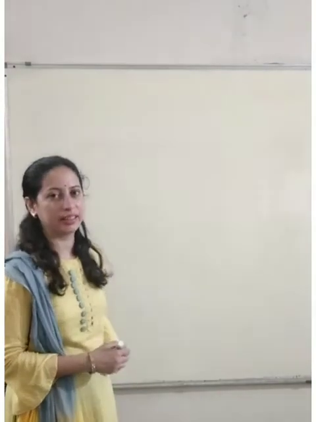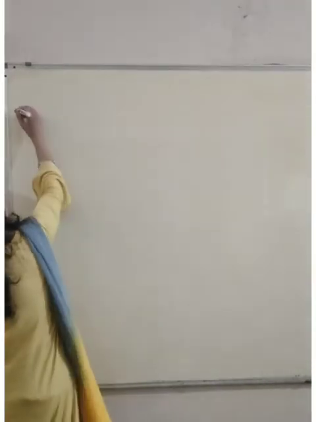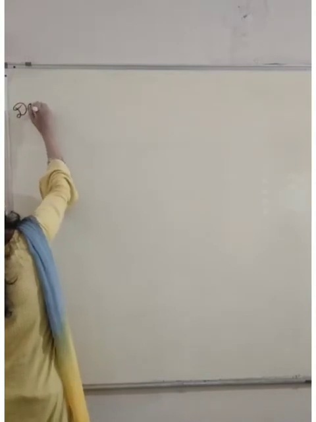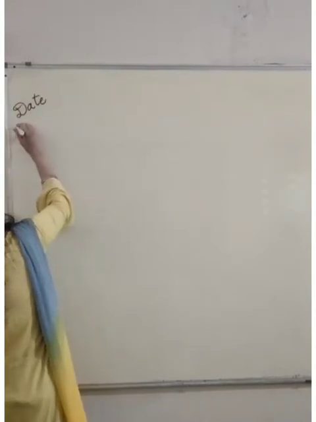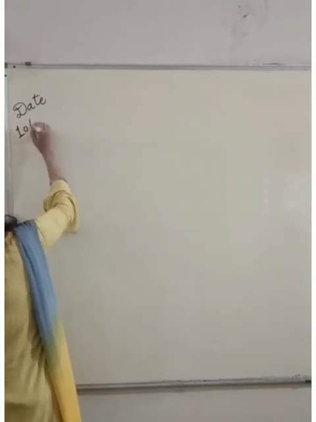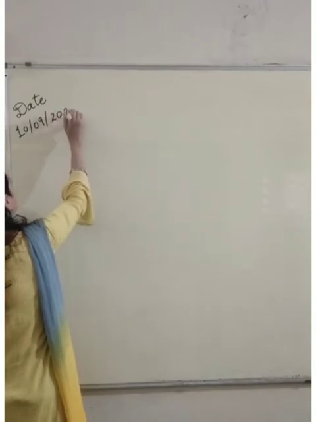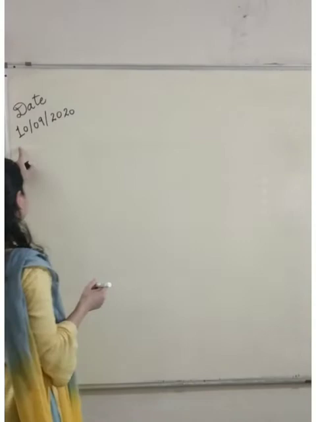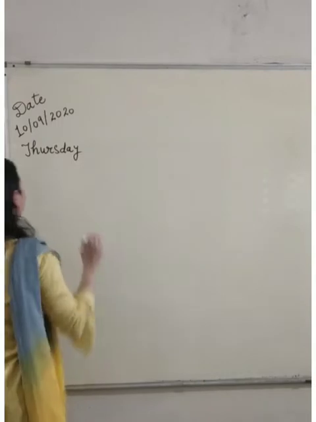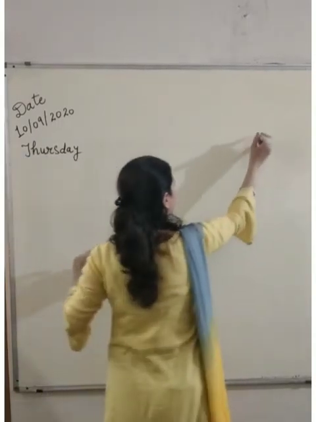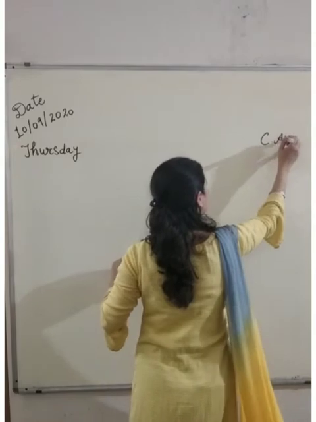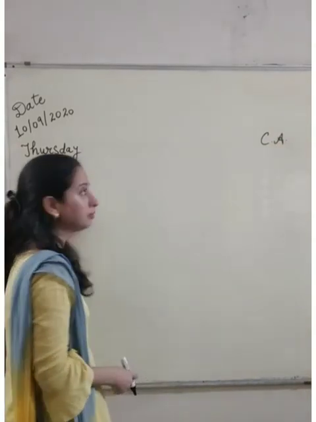Let's write down the date. What is the date today, children? Today is 10th September 2020. And what is the day? Today is Thursday. Write down the date, day and CA. Is it clear?